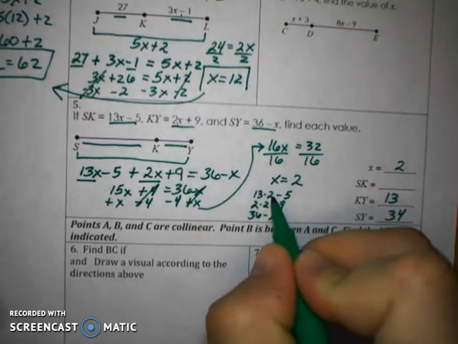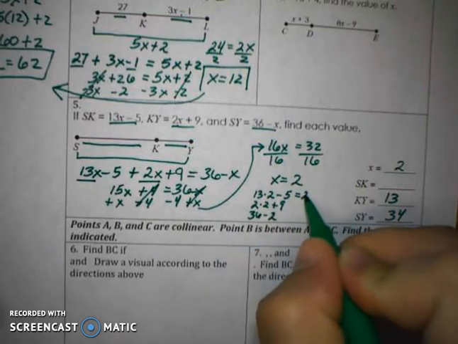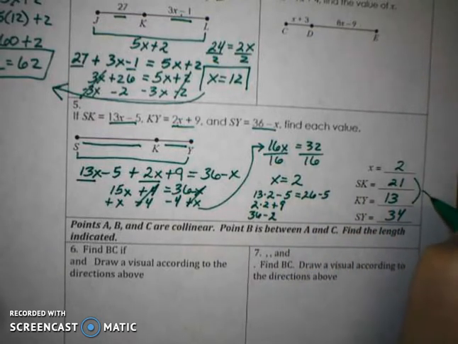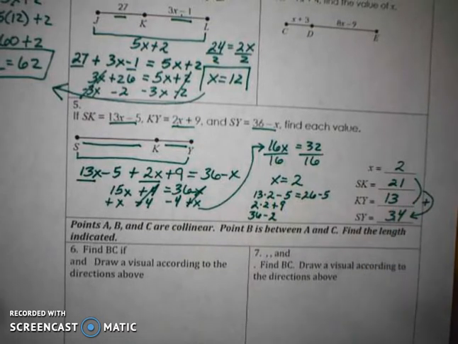And then 13 times 2 is 26. Let me write this one out. 26. And then I have to do minus 5, so that's 21. Now what you should notice is these two should add up to equal this one. And they do. 21 plus 13 is 34.